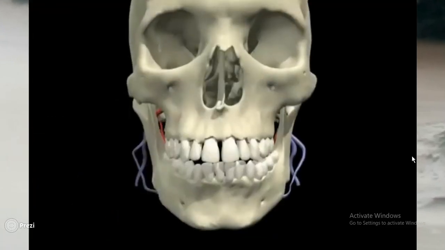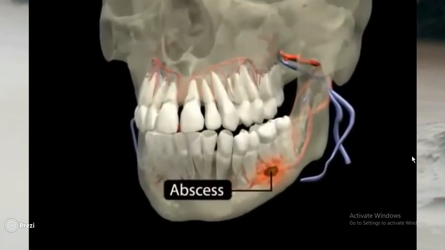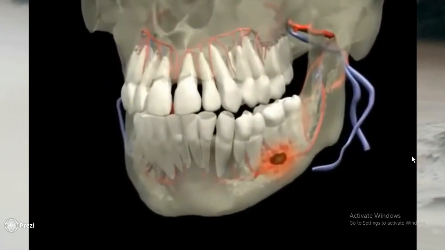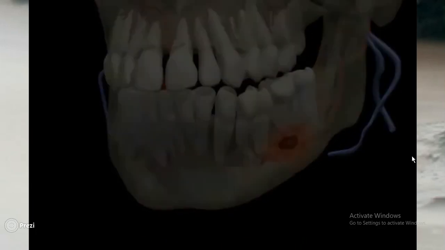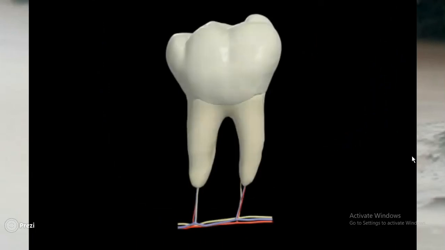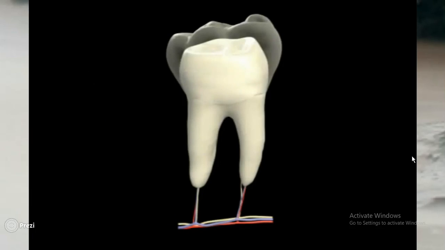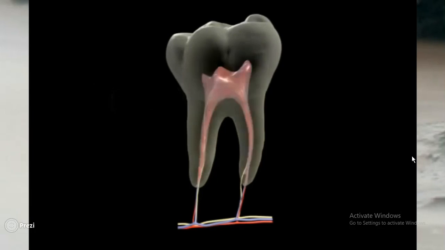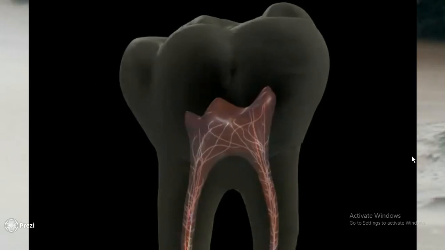A dental abscess is a collection of pus that can form in the teeth or the gums as a result of a bacterial infection. How does this occur? Your tooth is made up of a hard white protective layer, the enamel, which covers and protects a softer yellow tissue called dentin. At the very center of the tooth is the soft pulp, where blood vessels and nerves are found.